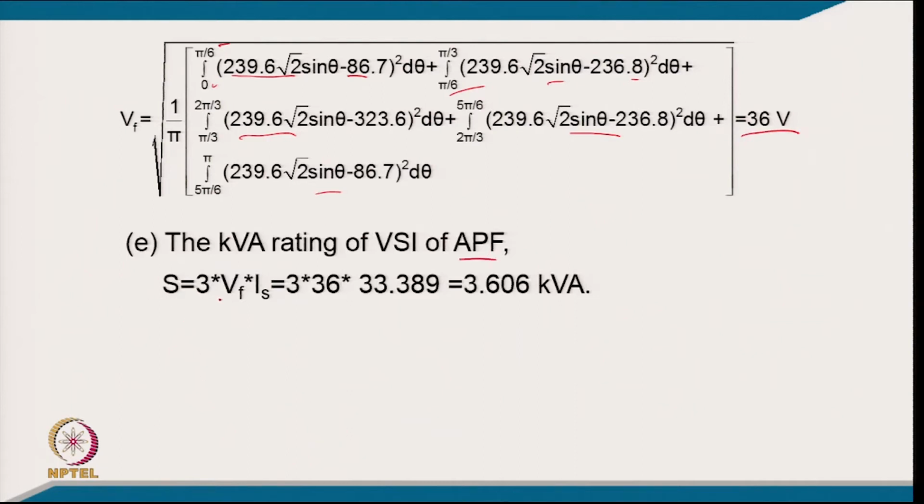Now the kVA rating of the series active filter is S equal to 3 VF IS. So, it is 3 into 36 into 33.389, which comes to 3.606 kVA rating. Why is this rating less than the 6 pulse converter? Because here we have fewer harmonics to be injected into the system, because it is already a 12 pulse converter.